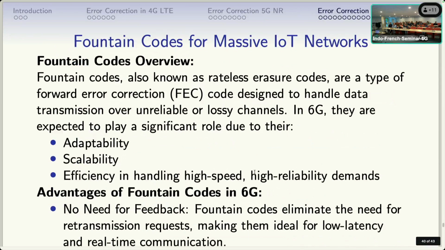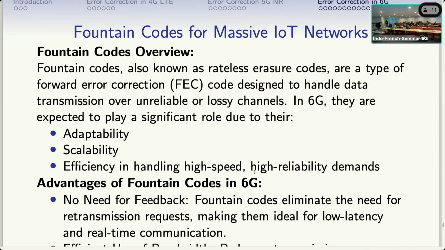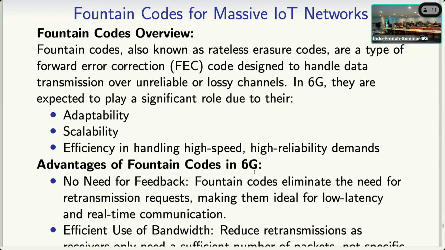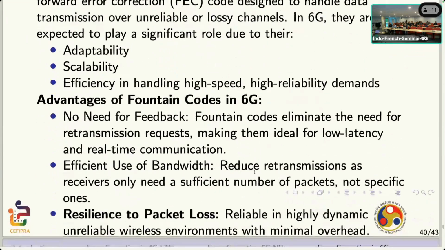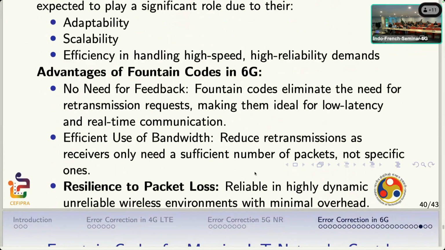Now this is another aspect in the case of massive IoT networks: the rateless code. The advantage is that you don't require a HARQ. Retransmission is not required, and it is also very easy to adapt, with scalability and high-speed data. The main advantage is that you don't require a feedback mechanism, it uses bandwidth efficiently, and as I said, it is very resilient to packet loss.